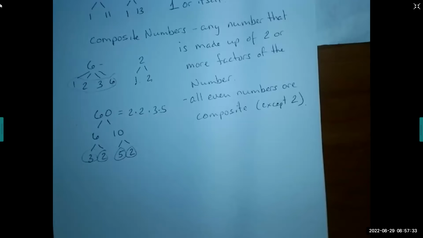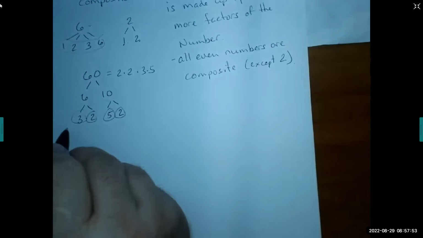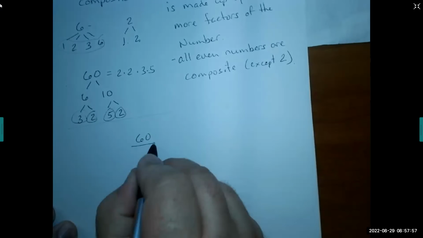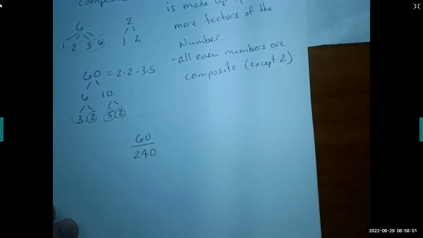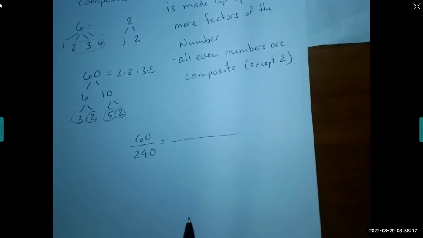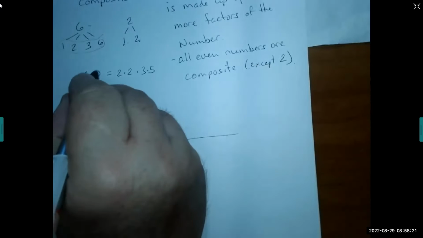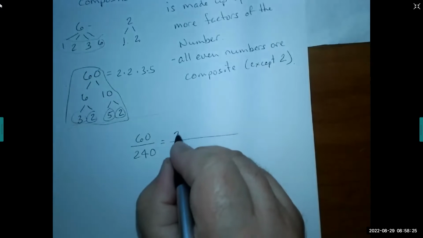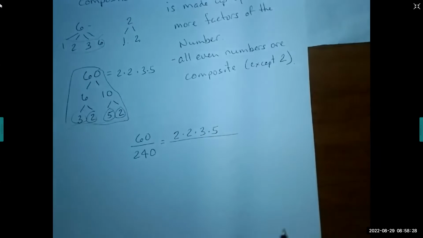Can you think of a reason, an application for this process? Why do we have to find the prime numbers of any number? Division is the first example that you should think of. Whenever you're given any numbers, we did 60 already. So we know that's made up of 2 times 2 times 3 times 5.